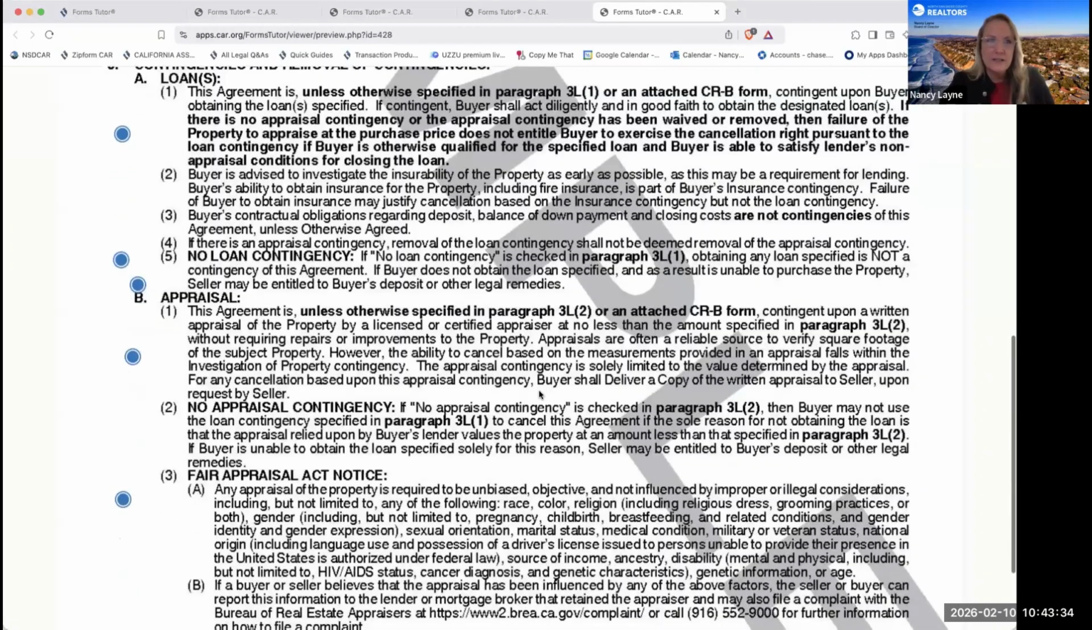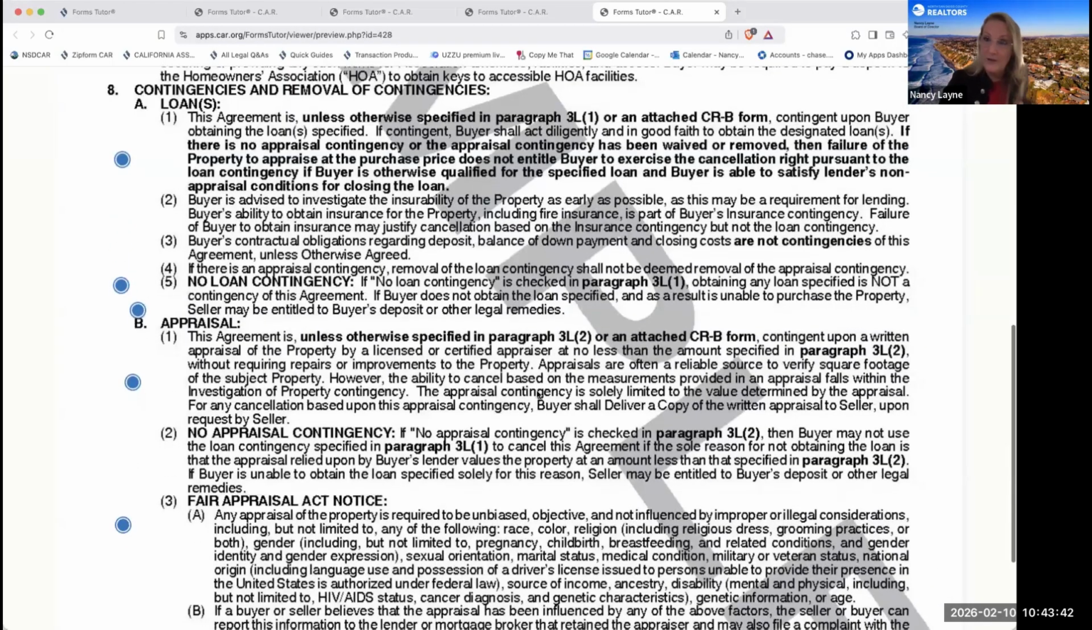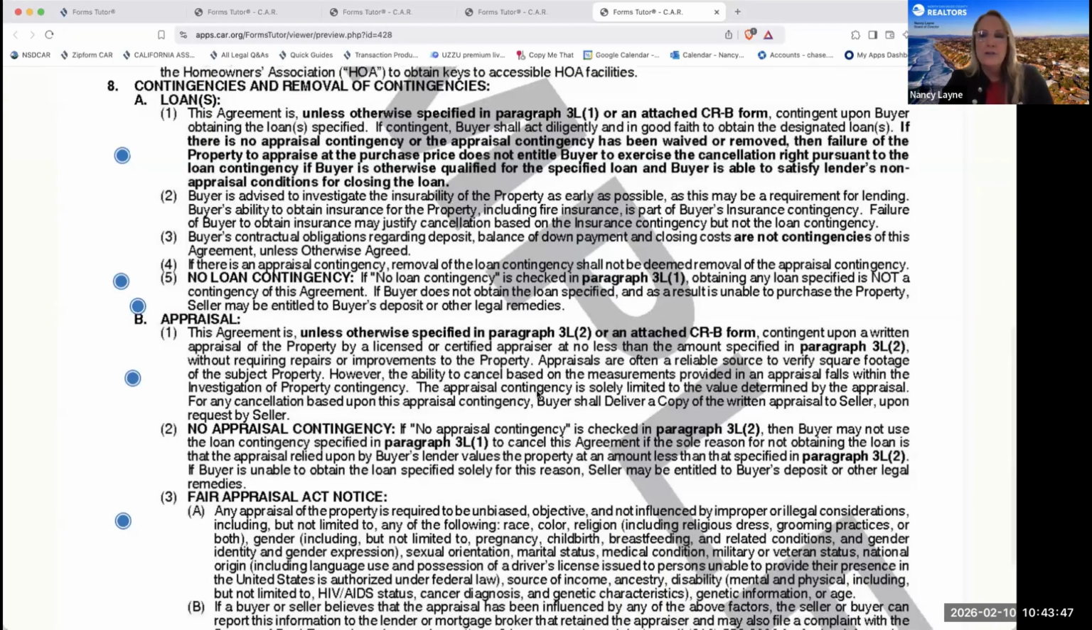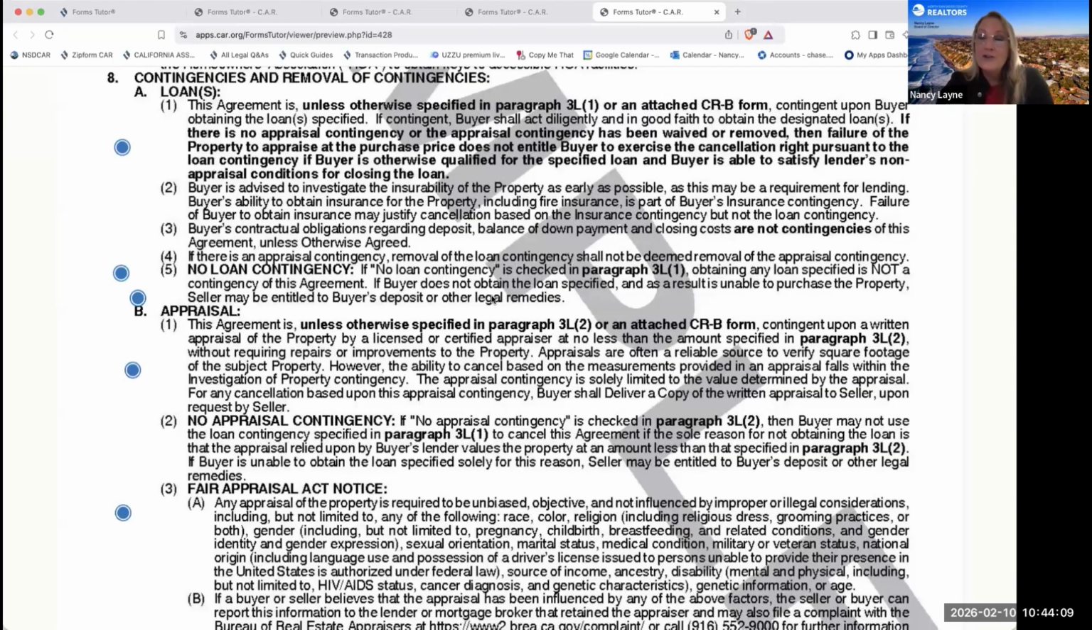Contingencies and removal of contingencies. The property not appraising at the purchase price doesn't give you the right to cancel if you've agreed to maybe a lesser purchase price, or if you've already removed that as a contingency. We saw a lot of that during the 2020 fun times again, where people were just waiving all of their contingencies up front, and then they couldn't qualify for the loan, or the property had a giant sinkhole in the living room, or something along those lines. If you've waived your contingencies, you've waived your contingencies. So you want to make sure that that is understood, and that your clients understand what it is that they're buying.